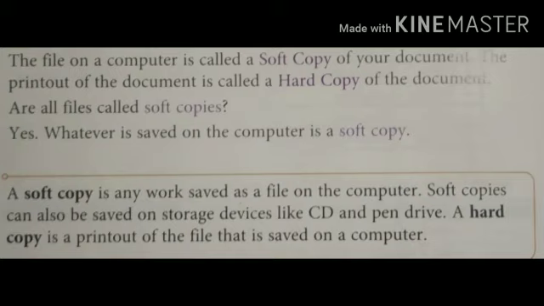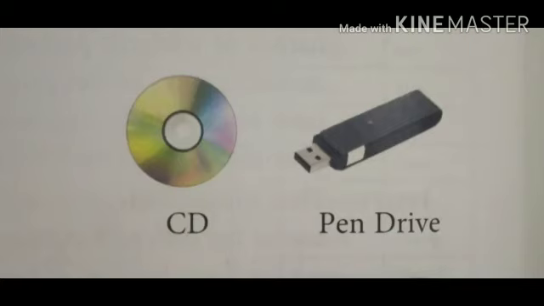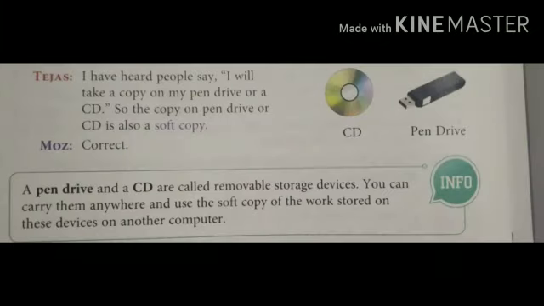Now we are going to see some storage devices, that is CD and pen drive. This is an image of a compact disc and a pen drive. These are the removable storage devices as they can be removed from computer or laptop. So a pen drive and a CD are called removable storage devices. You can carry them anywhere and use the soft copy of the work stored on these devices on another computer.